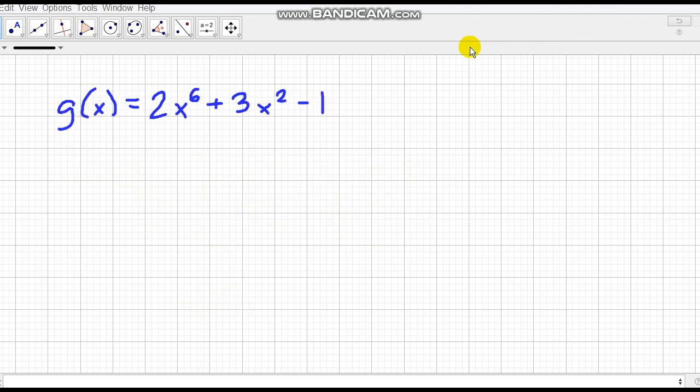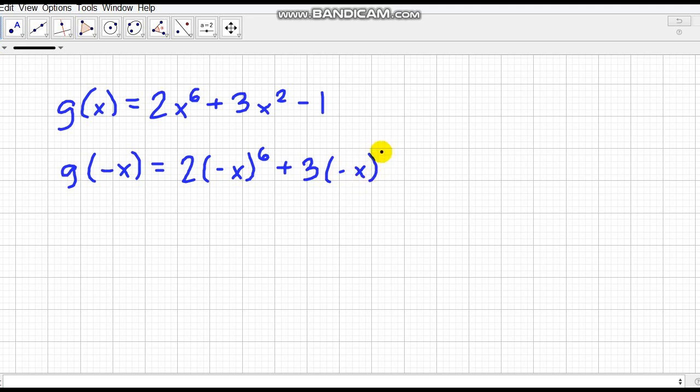Now let's have another example of a function. Let's have here g of x is equal to 2x raised to the 6th power plus 3x squared minus 1. So let's check if this function is odd or even. We change the x in g of x to a negative x. So this becomes g of negative x. It's equal to 2 times negative x raised to the 6th power plus 3 times negative x squared minus 1.